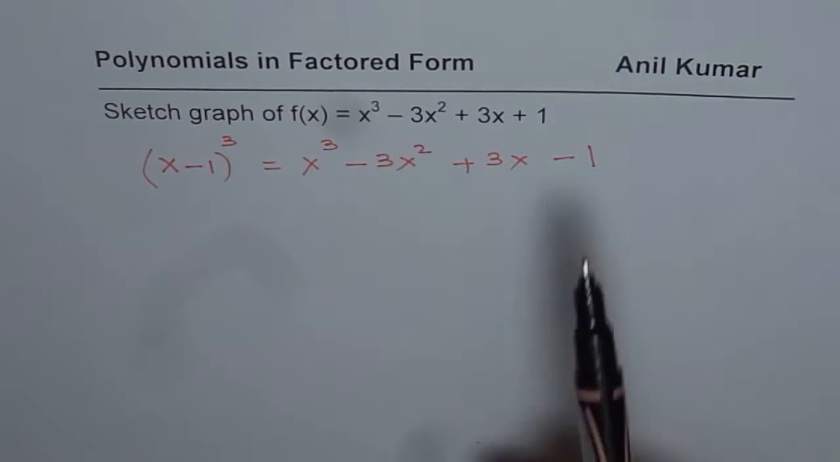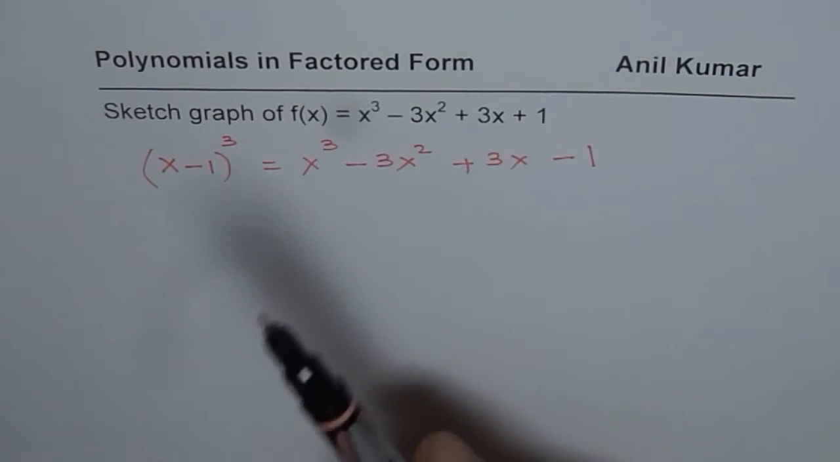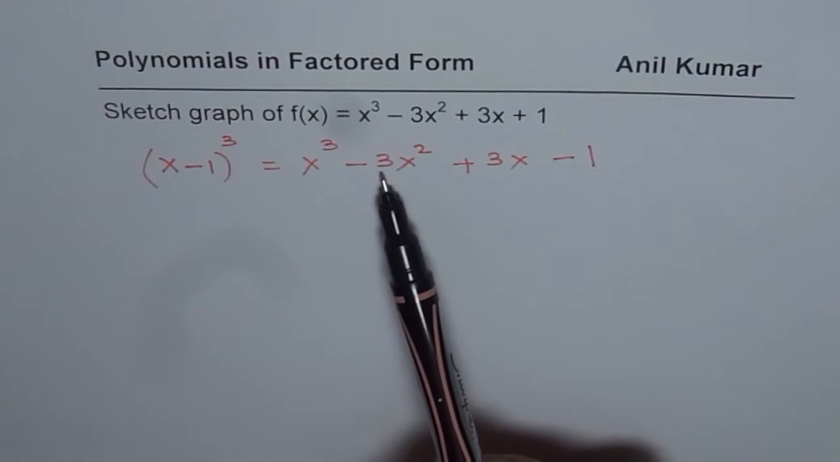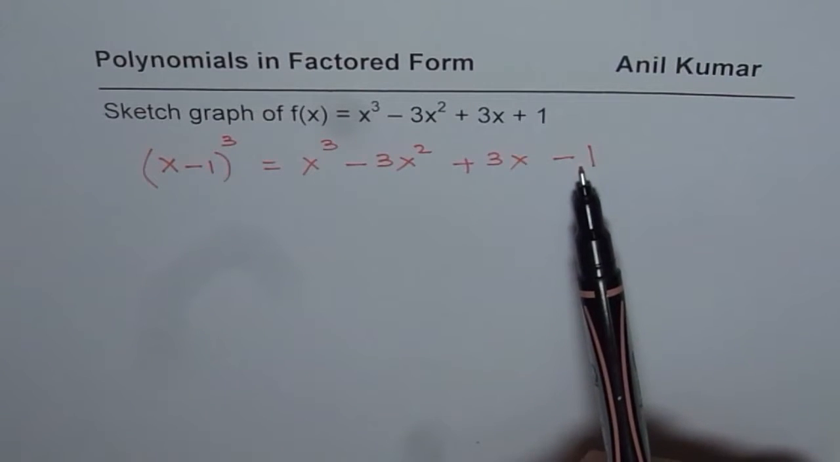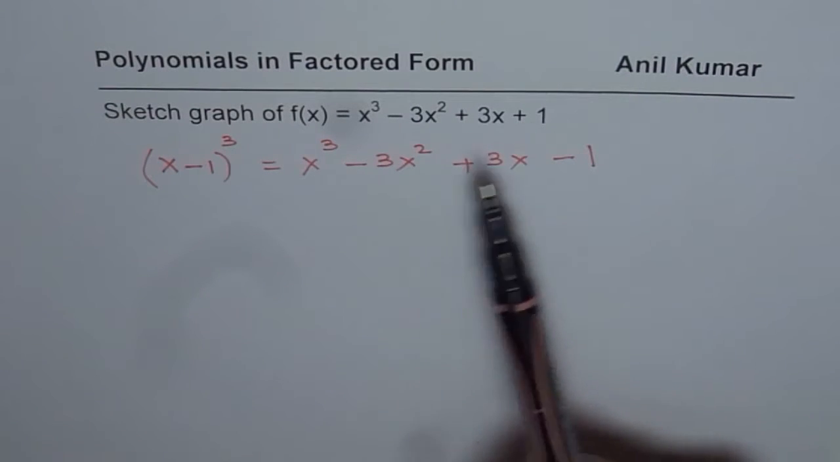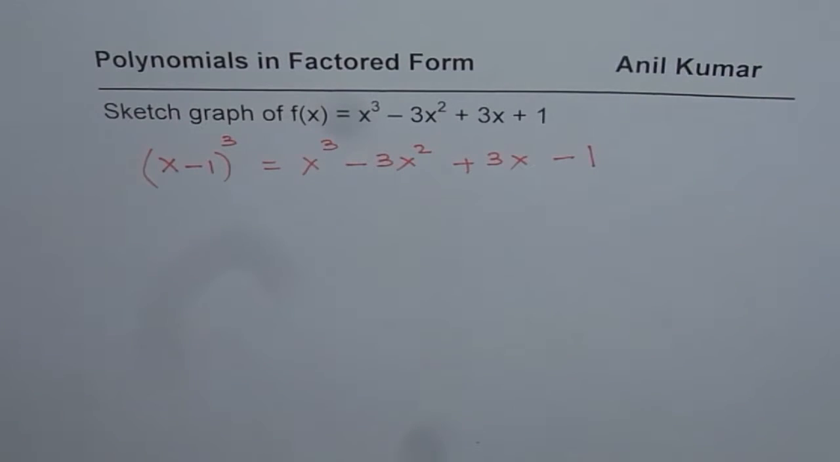Correct. So if you compare these two equations, we have x cubed term, we have minus 3x squared, also 3x, but instead of minus 1, we have plus 1. So what can we do? Okay, so what we can do is we can actually modify the question a bit.